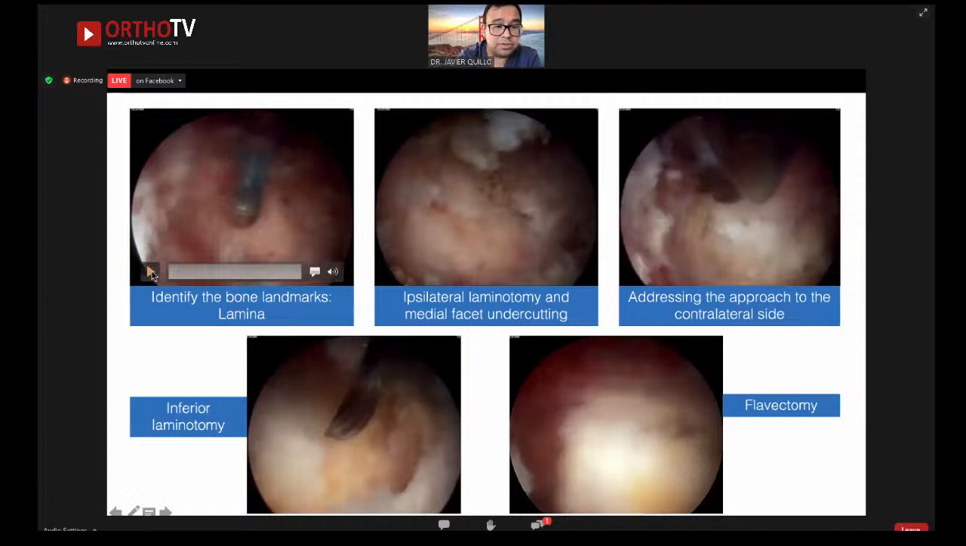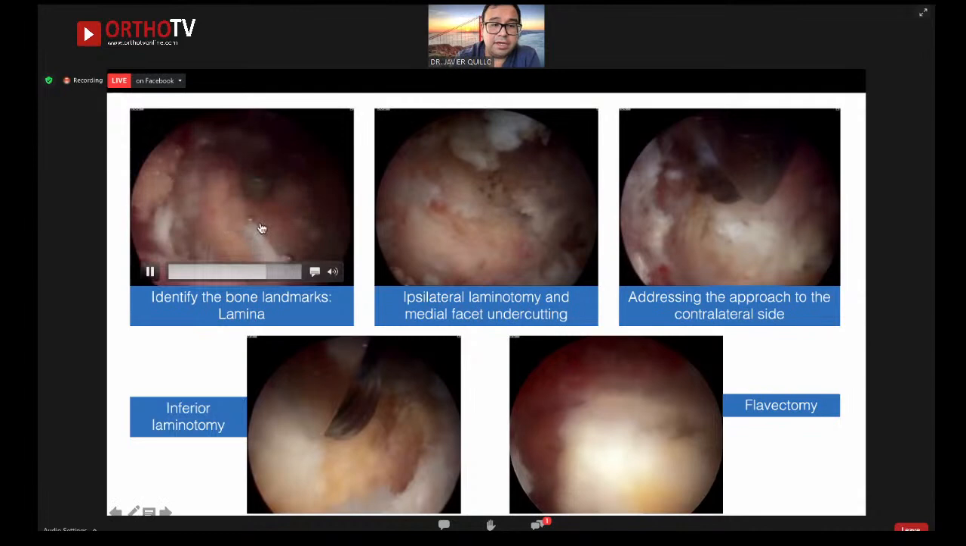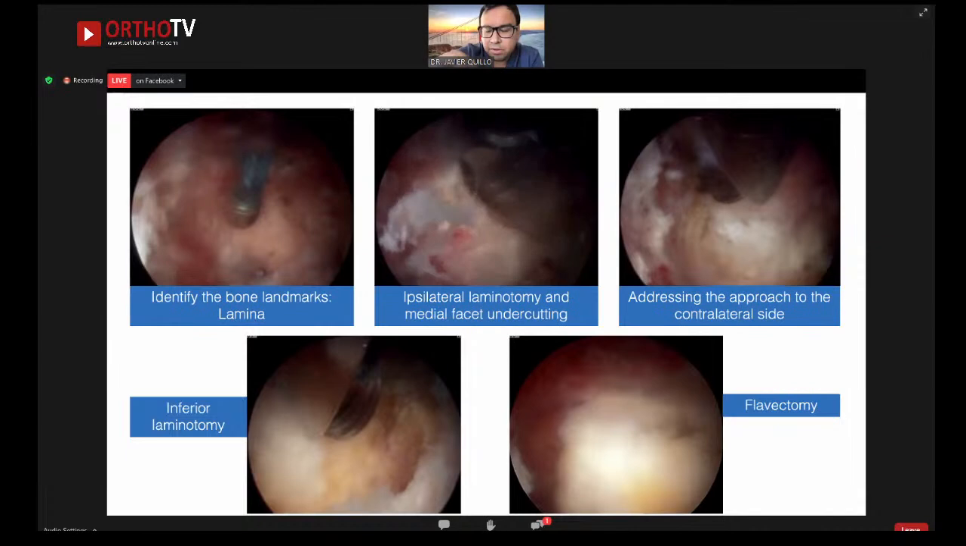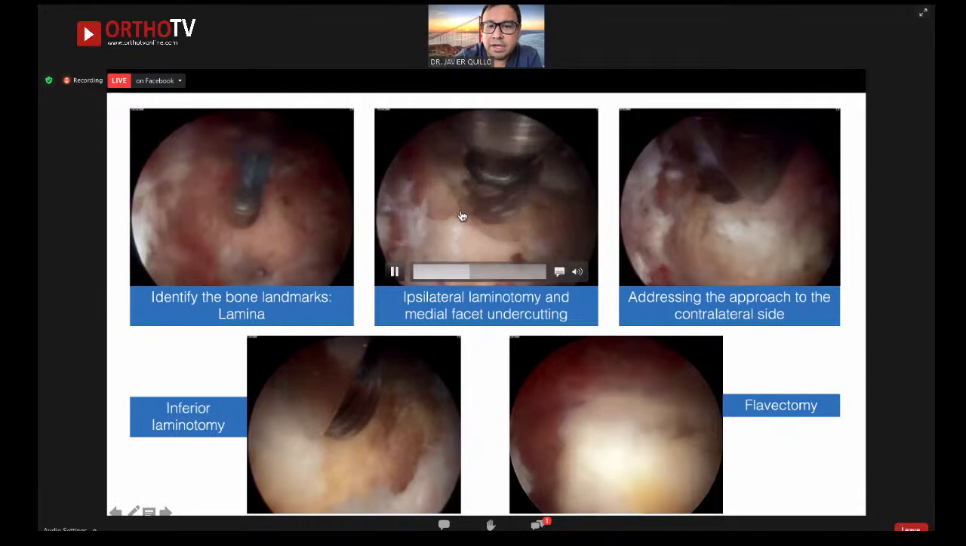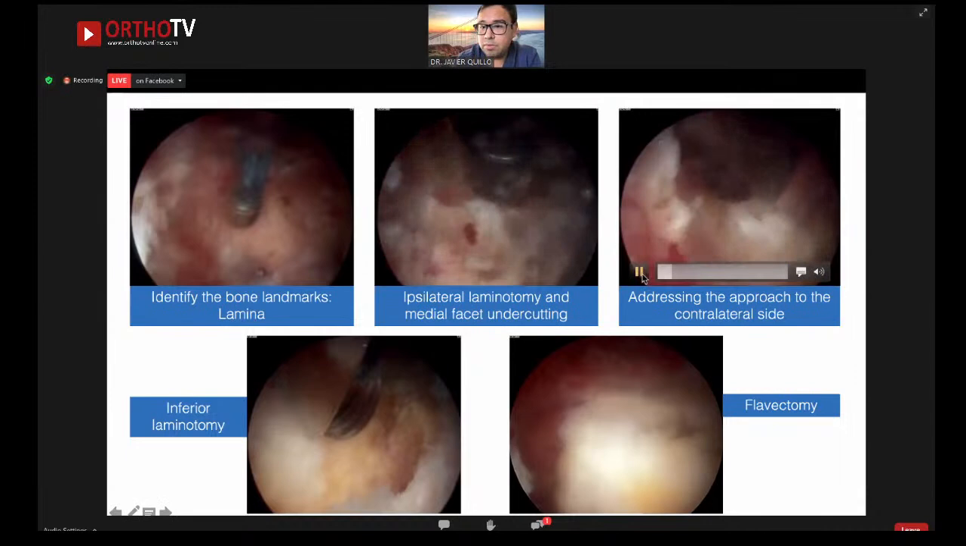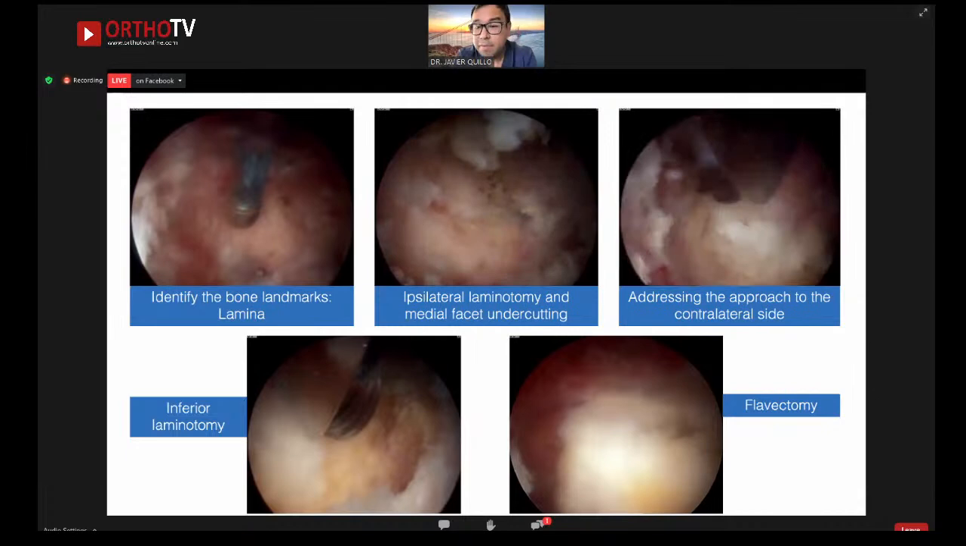Finally, you start the endoscopic procedure, coagulating first the tissue overlying the lamina, then you remove the bone circumferentially. You undercut the bone in a circumferential way. First, the superior lamina to reach the attachment of the cranial and caudal ligamentum flavum. Then you perform the contralateral decompression, in a very similar way to the decompression through the tube, over the top, always respecting the flavum, because the flavum is a barrier that protects the neural elements.